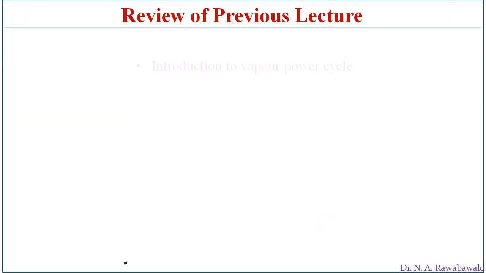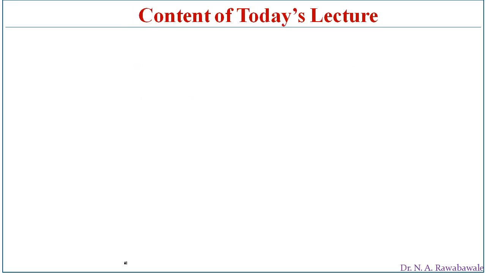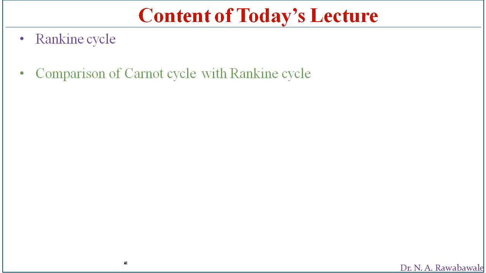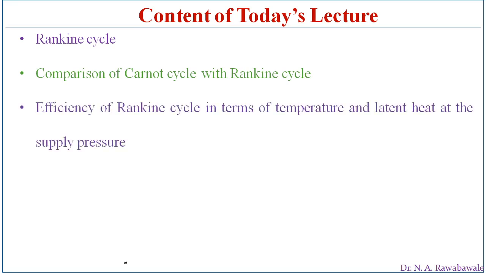In the previous lecture, we discussed the introduction to vapor power cycle and studied the efficiency of the Carnot cycle, where we saw the processes involved in the Carnot vapor cycle. So now today we will be discussing the Rankine cycle, then the comparison of Carnot cycle with Rankine cycle, and the efficiency of Rankine cycle in terms of temperature and latent heat at the supply pressure.